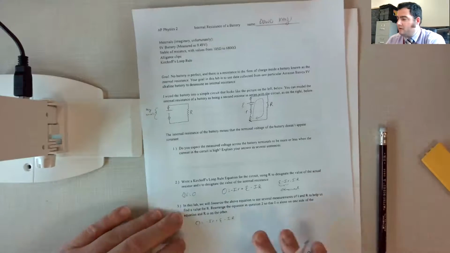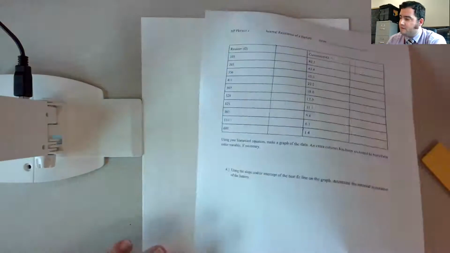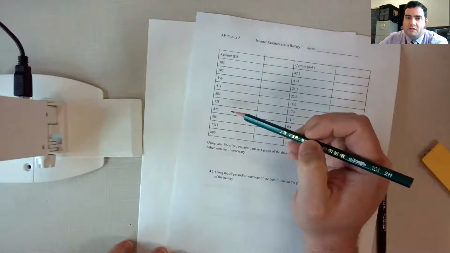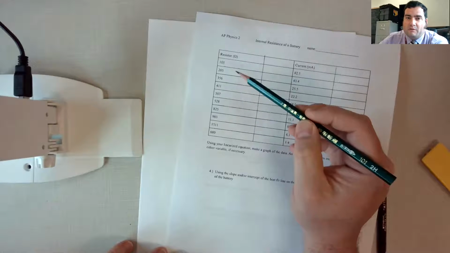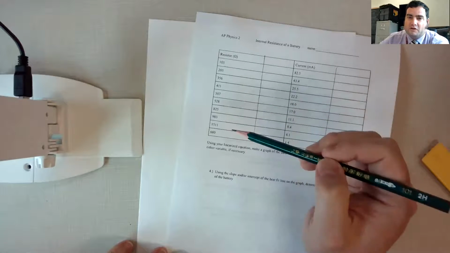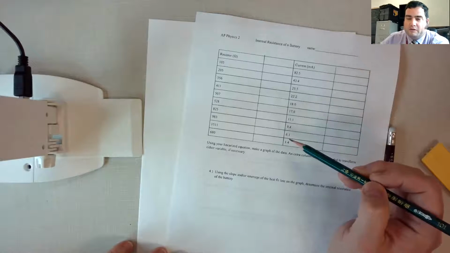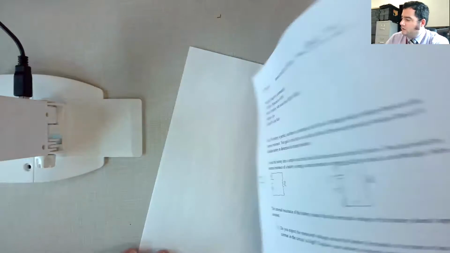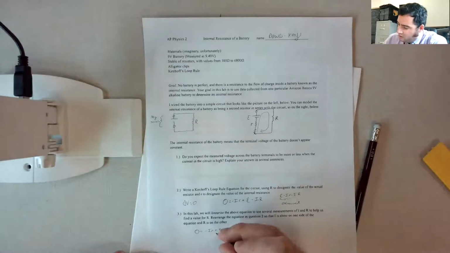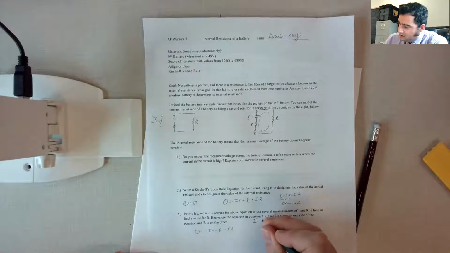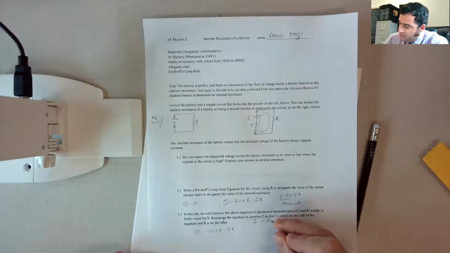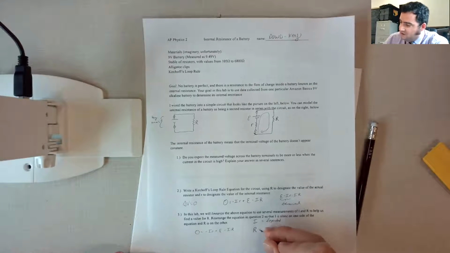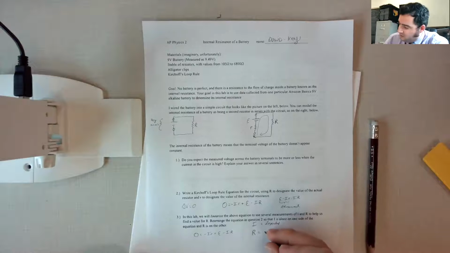In this lab, the variables I gave you: an independent variable of resistance. We're going to change how much resistance there is in the circuit, and that's going to affect the current flowing through the circuit. So current is our dependent variable, and resistance, whatever resistor this is, is our independent variable.